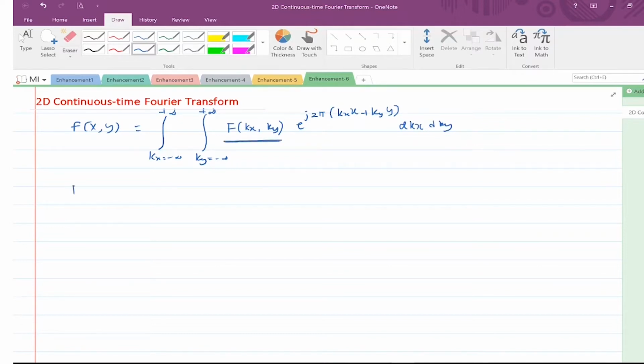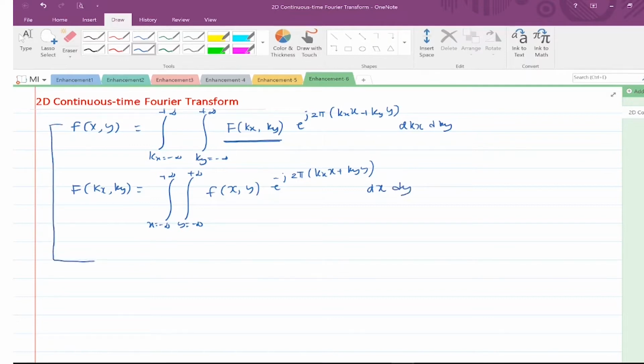How can we write the expression for it? F of kx, ky is equal to, on similar lines, x varying from minus infinity to plus infinity, y varying from minus infinity to plus infinity, the spatial domain function f of x,y multiplied with the complex exponential of e power minus j times 2 pi of (kx times x plus ky times y), integrated with respect to x and y. Let's take a look at the synthesis equation.